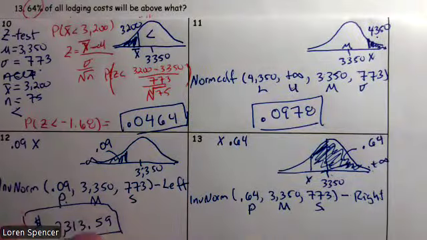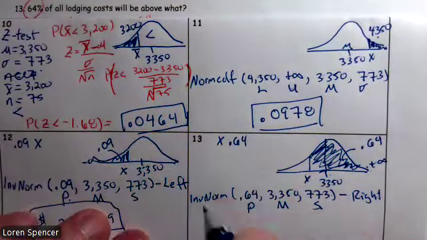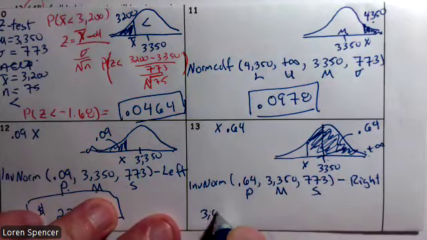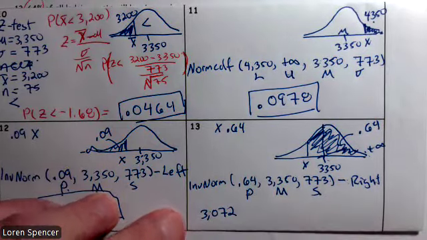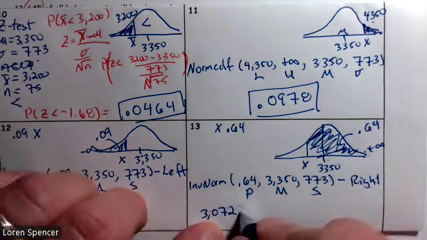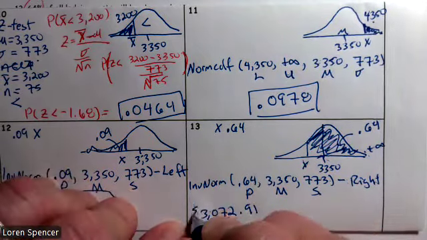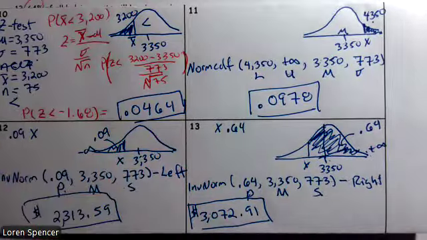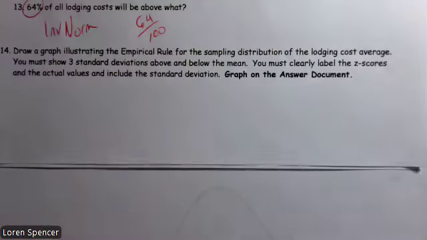$3,072. So our X that we were looking for is $3,072.91. All right, once again, if it's in blue, you have to see it.